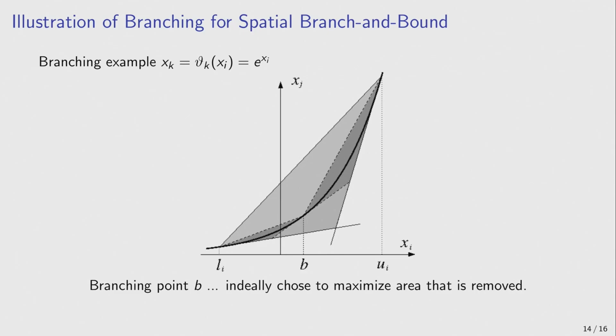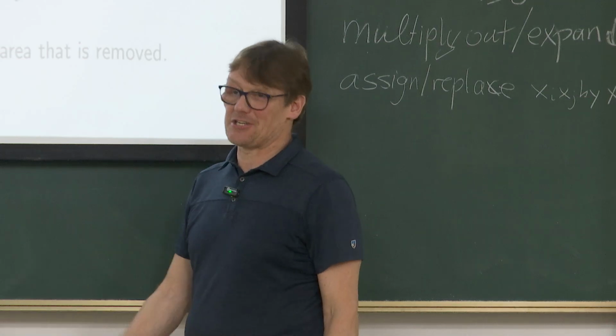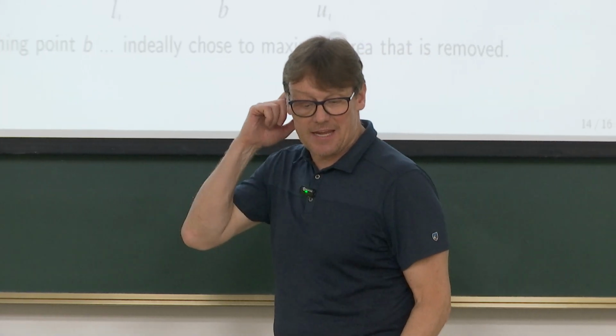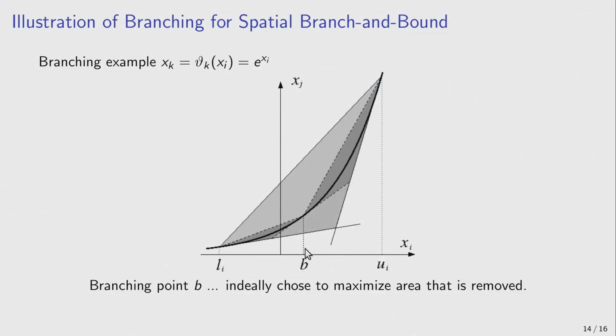Okay, so explain the branching again. Okay. So how do I choose? I haven't told you how I choose the branching point. One way of choosing it is to take as the branching point the value of the variable that you had at the relaxation. So when you solve the relaxation, which is this light gray area here that's not showing up very well on the screen, unfortunately, that's why I'm outlining it here, you could choose b as the solution at the relaxation. That's one way of choosing it.